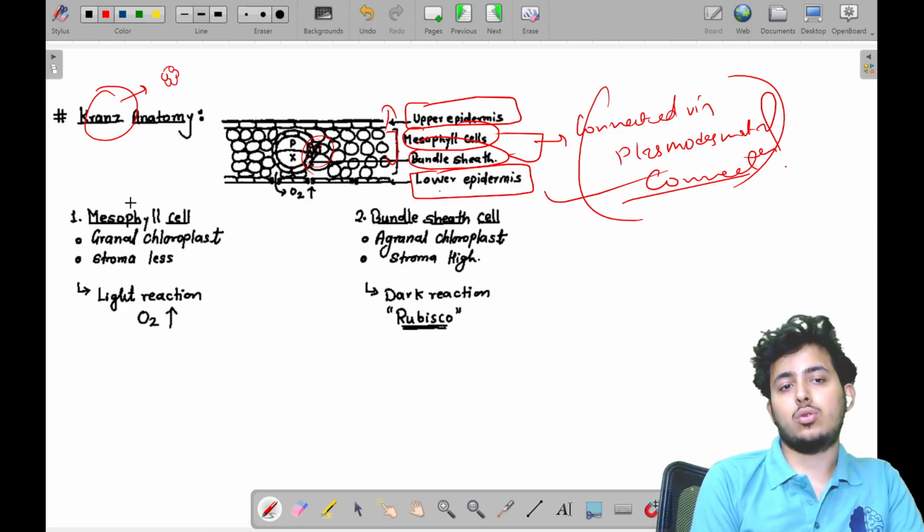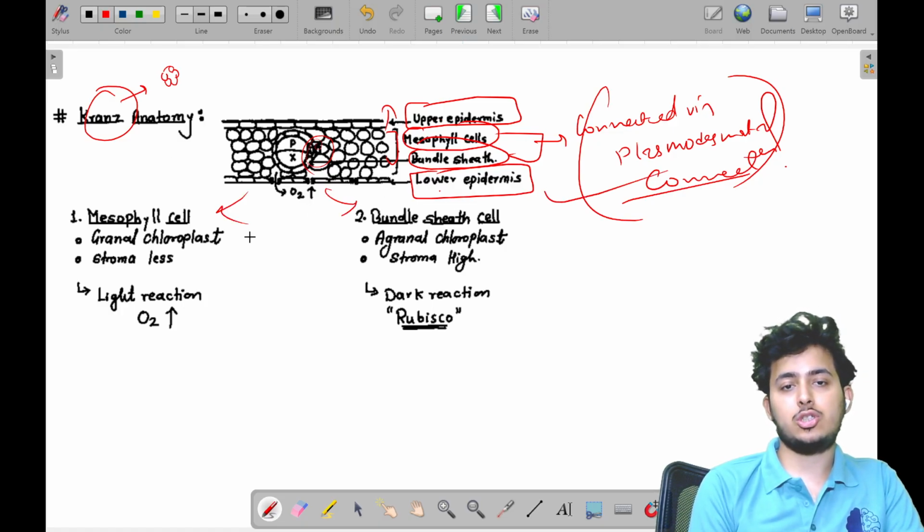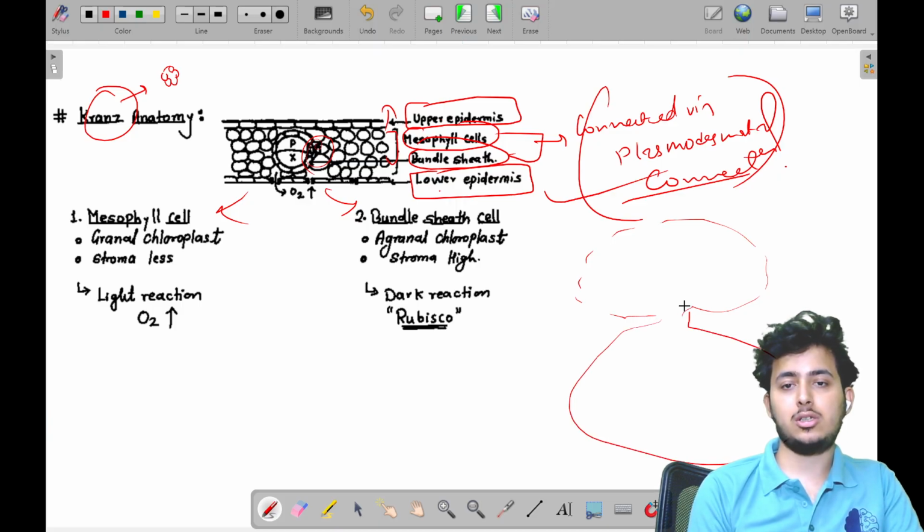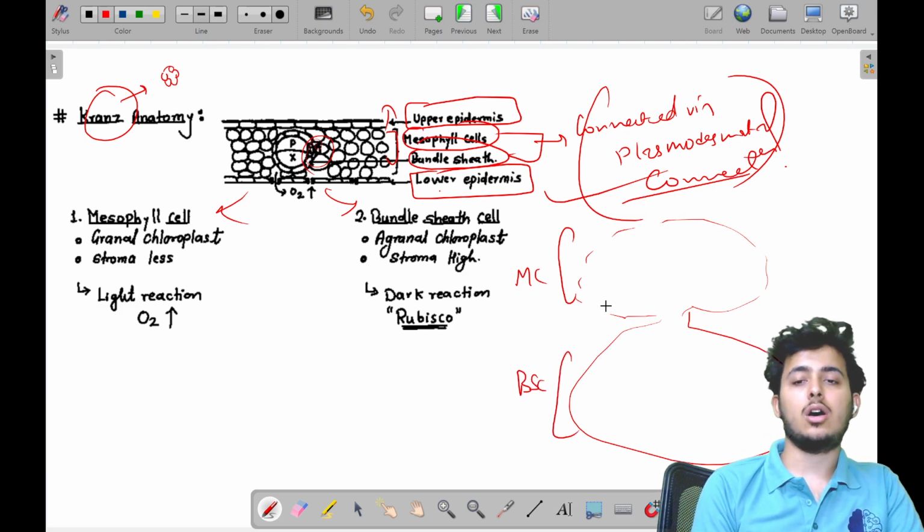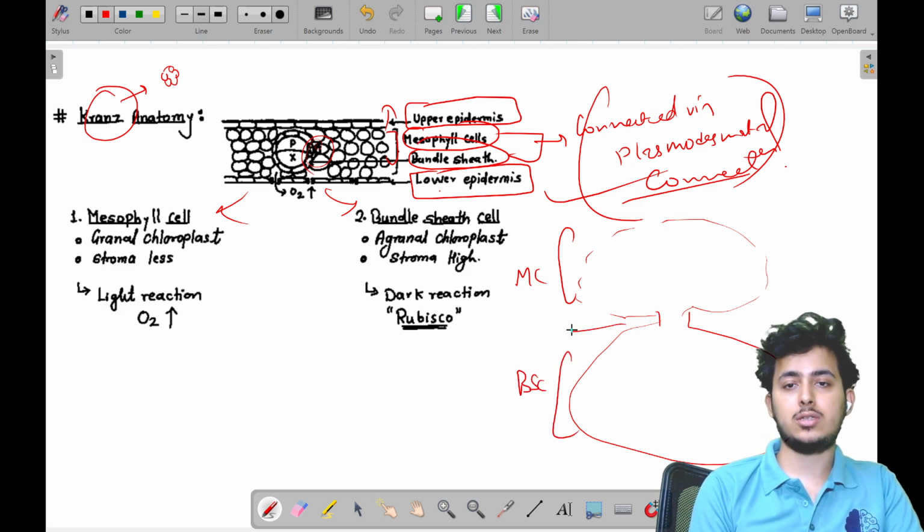Now the mesophyll cell and the bundle sheath cell, what are the major differences? If you imagine the whole scenario, let's say these are your mesophyll cells and these are your bundle sheath cells. This is the mesophyll cell, this is the bundle sheath cell. They both are connected through these plasmodesmatal connections.